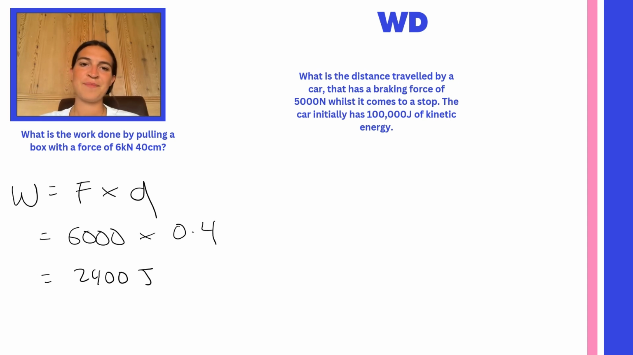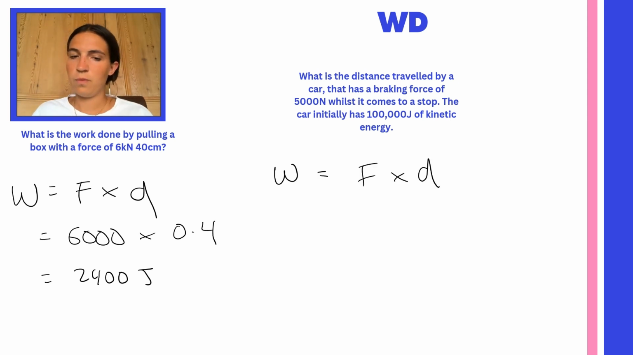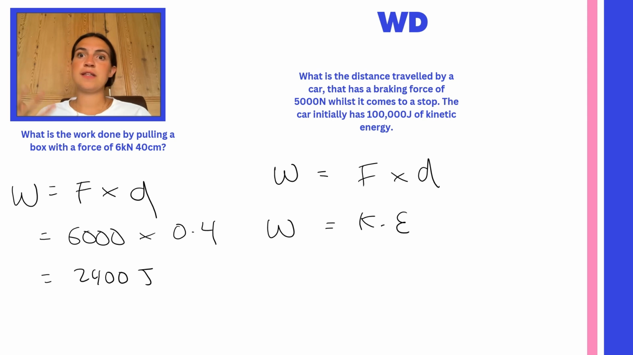2,400 joules. Okay, question 2. What is the distance travelled by a car that has a braking force of 5,000 newtons whilst it comes to a stop, and the car initially has 100,000 joules of kinetic energy? So, work is force times distance, and the work that this braking force does on the car so that it can come to a stop is going to be equal to the initial kinetic energy of the car.